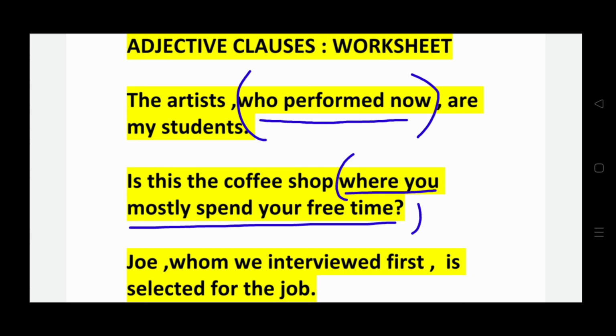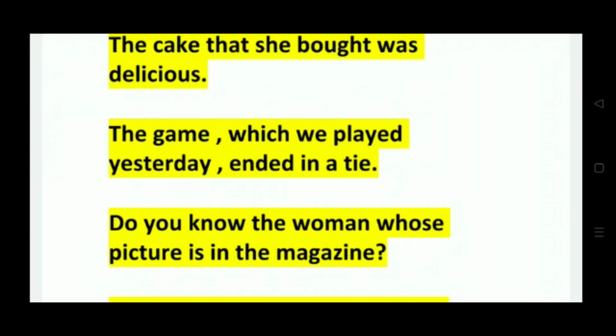Joe, whom we interviewed first, is selected for the job. Joe, and then divide the main clause in two parts. Joe, whom we interviewed first. Find out the noun, that is Joe, and then ask of what kind. Joe, whom we interviewed first. Okay, so your adjective clause will be whom we interviewed first. Underline the words. Next one.